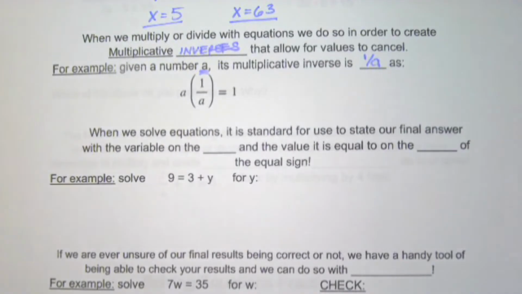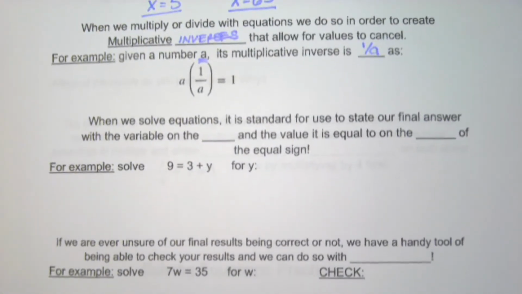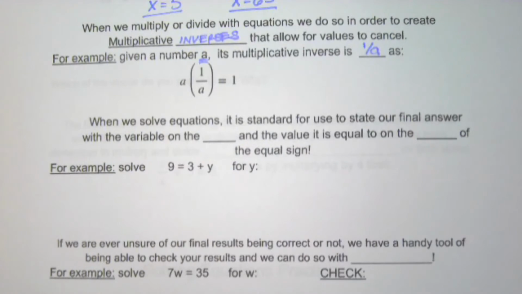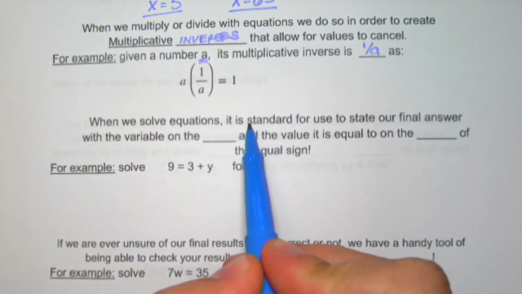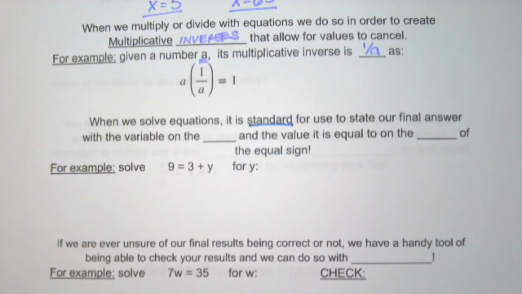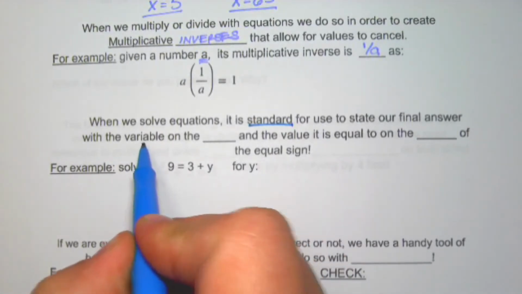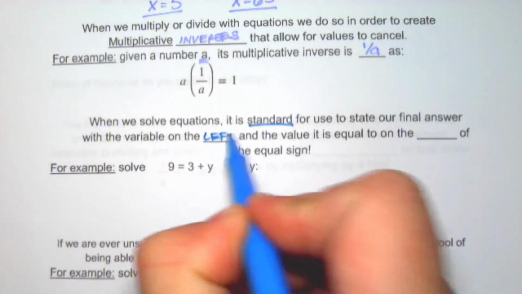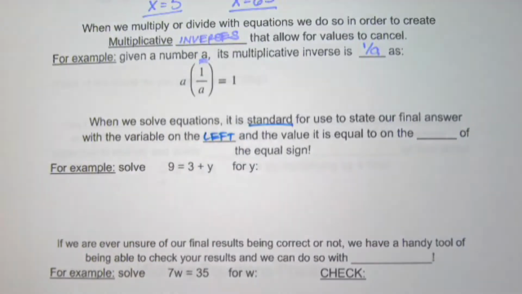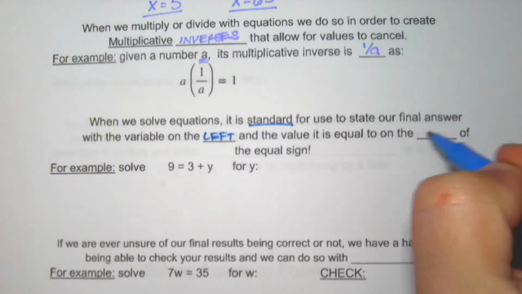So those are the 4 basic operations when it comes to solving equations. But there are a few other little details that we need to stick to and be consistent with, that way we're all following the same methods. The first of which is, how do we show our answer? It's pretty standard form. When we show our final answer for solving equations, the variable comes first on the left, and then we set it equal to whatever its value is on the right of the equal sign.